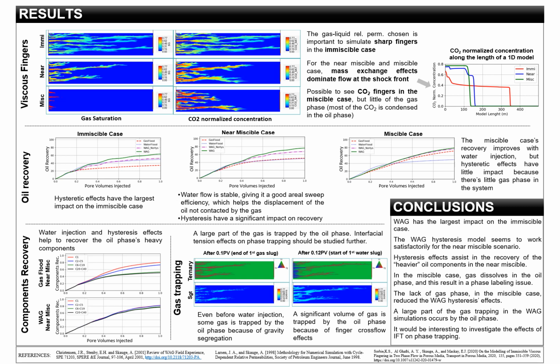And now we change to the results section. In this figure, we can see first the gas saturation for all 3 different fluid models, and also the CO2 normalized concentration, which is the CO2 concentration in both gas and oil times 1 minus the water saturation in this case. And this is plotted after the first slug of gas injection, so right after 0.1 pore volume of gas being injected in the model.